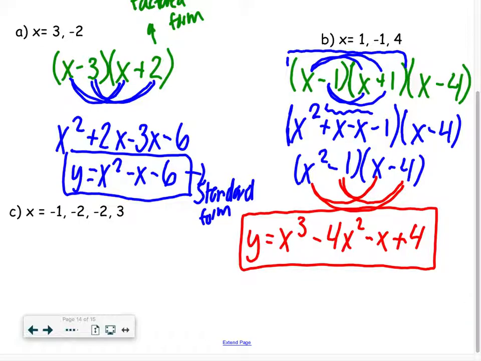We're not gonna do C, don't worry about it. What's standard form even for? Factored form is the thing that you use to graph. Standard form is just another way to write equations. It's just standard.